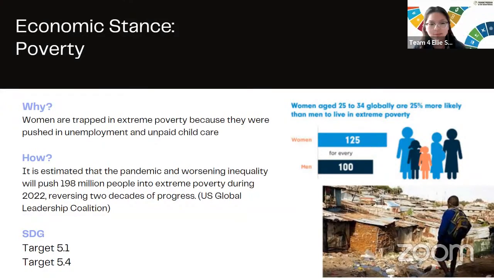And it's estimated that the pandemic and the worsening inequality will push 198 million people into extreme poverty during 2022, completely reversing the effects of progress. And as the picture shows, women aged from 25 to 34 globally are 25% more likely than men to live in extreme poverty. And this idea of economic stance connects directly with goal number 5, more specifically target 5.1 and 5.4, which outline eliminating all discrimination from women and making sure that women have a substitution for that unpaid childcare.